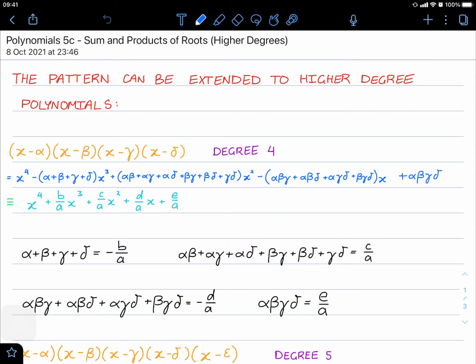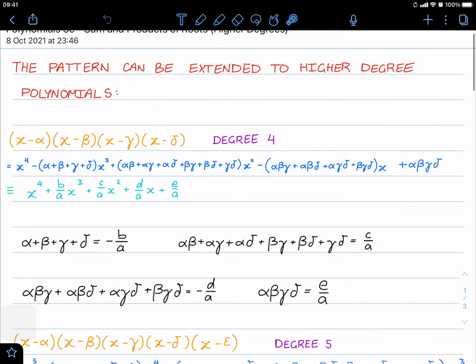Hello class, this is the final video on the sum and product of roots. In this video we'll be looking at how we can continuously apply what we've seen to higher degrees, more than 3, or a power of 3.